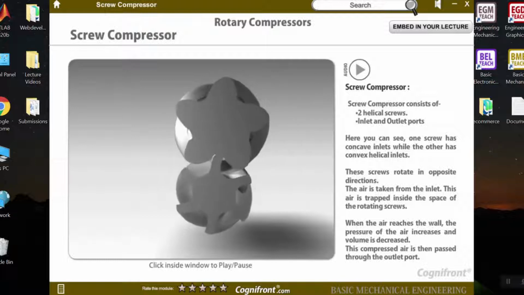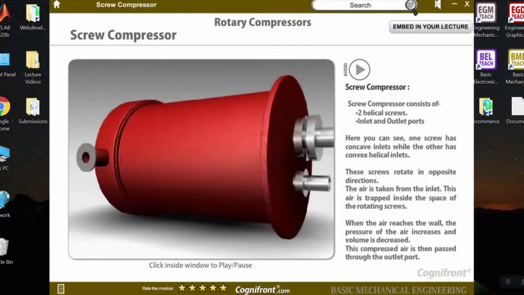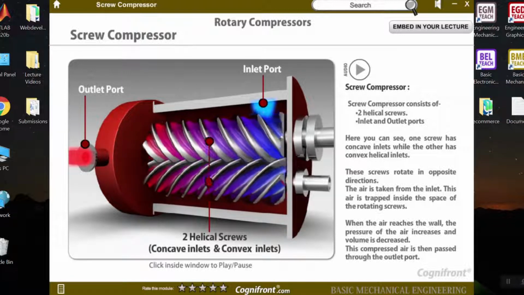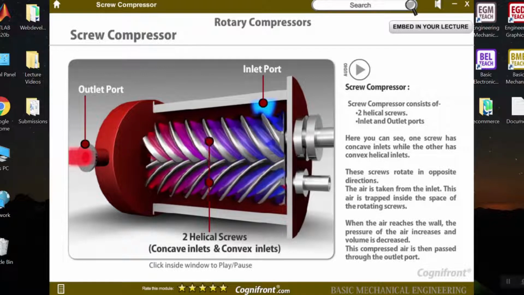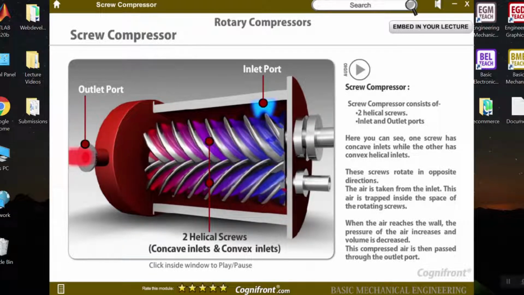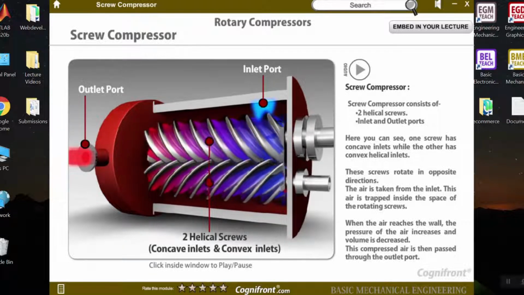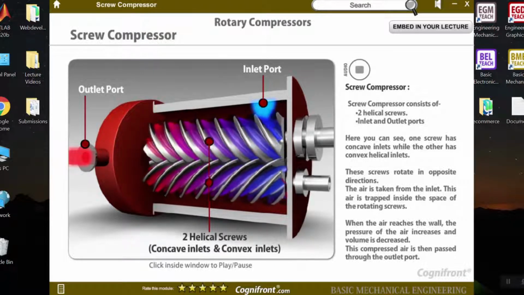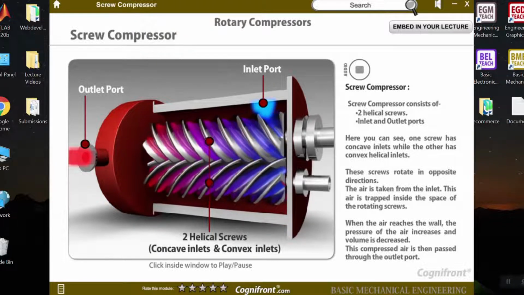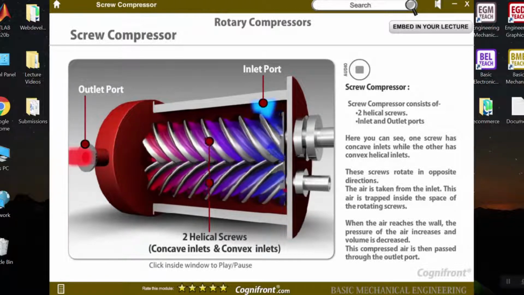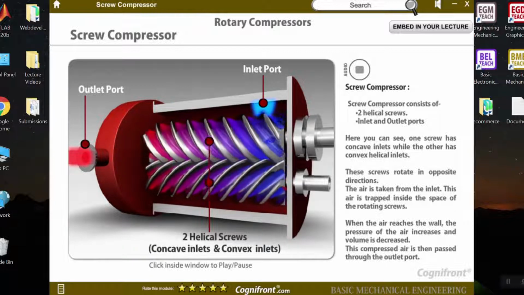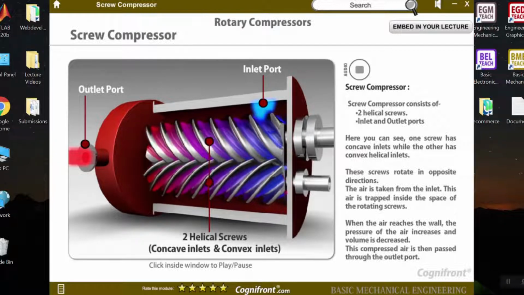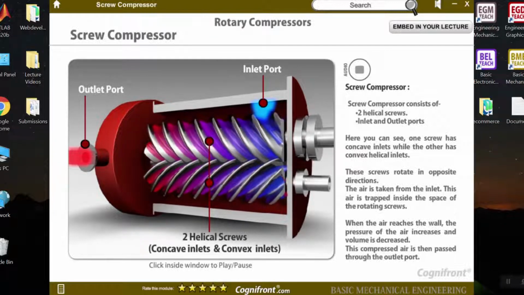So here I can play this video. This is a 3D visual of a rotating screw compressor. There is color coding of both the inlet and the outlet ports. This also shows the parts of the screw compressor. We have audio as well. Screw compressor. Screw compressor consists of two helical screws, inlet and outlet ports. Here you can see one screw has concave inlets while the other has convex helical inlets.